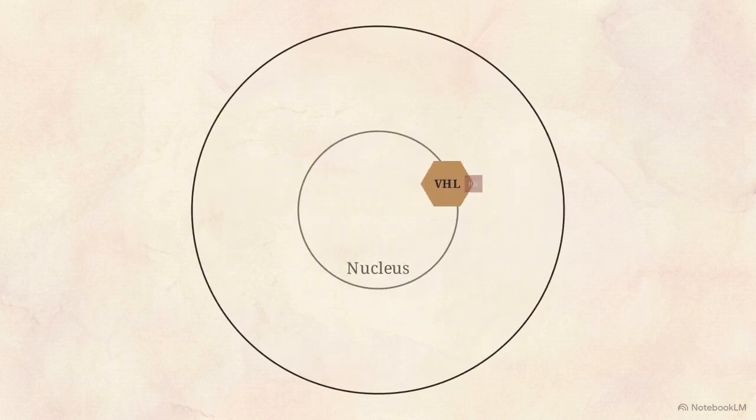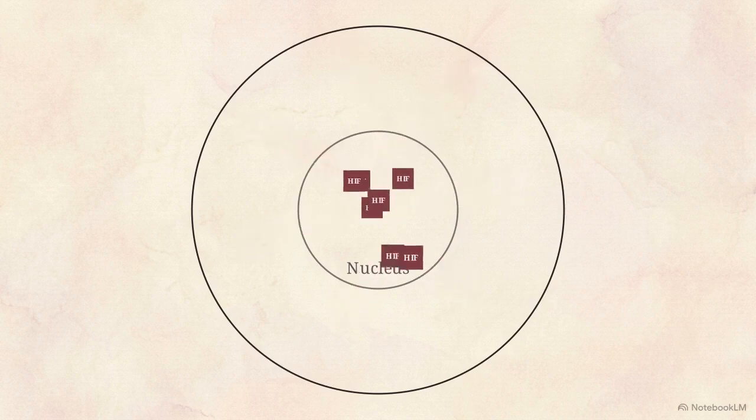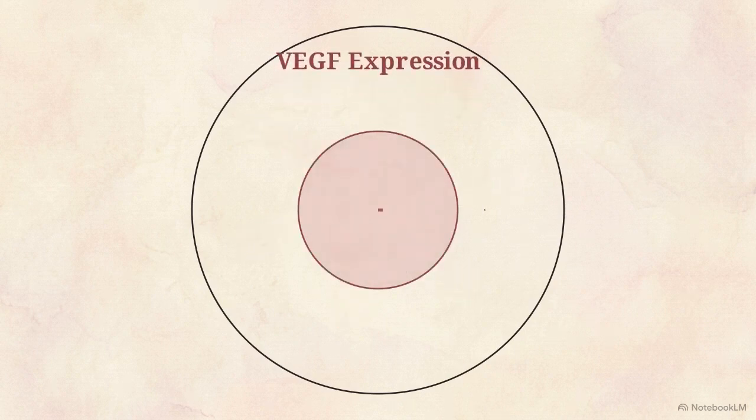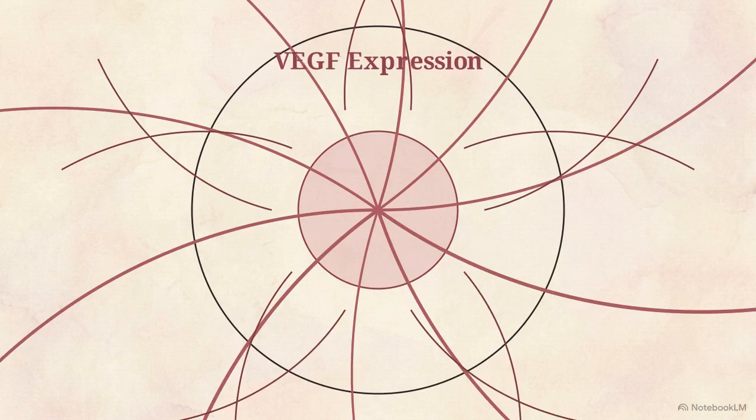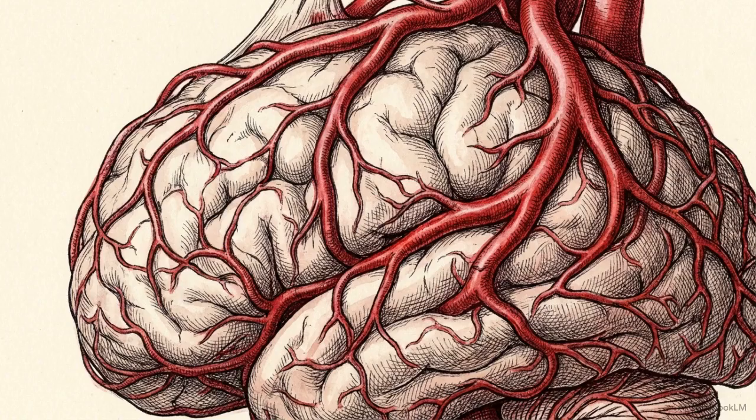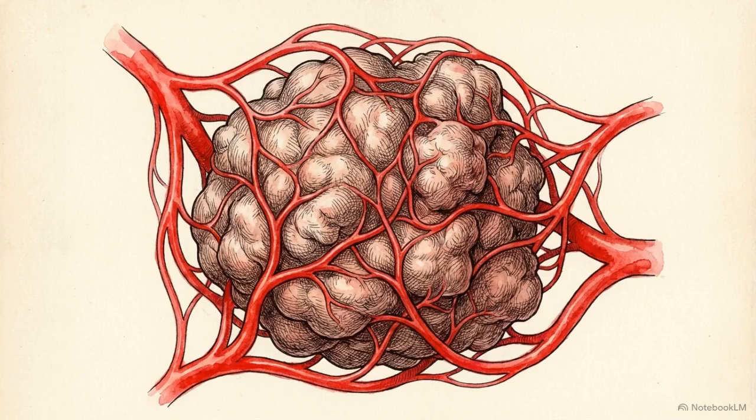Normally, VHL degrades hypoxia-inducible factors. When VHL is deleted, HIF accumulates, mimicking oxygen starvation and triggering massive VEGF expression. This continuous false hypoxia signal commands the body to aggressively build new blood vessels directly into the tissue, creating the highly vascularized growth environment that defines clear cell RCC.